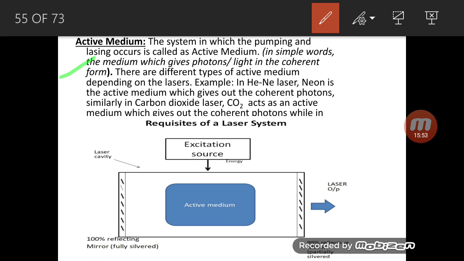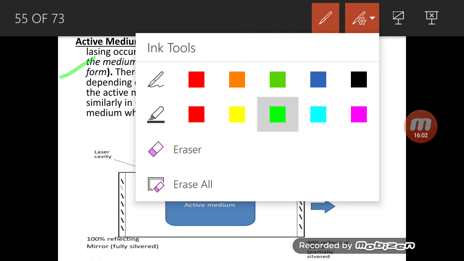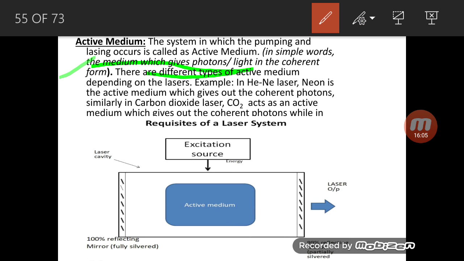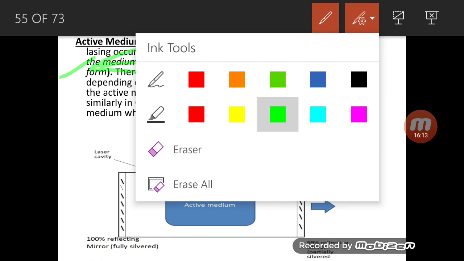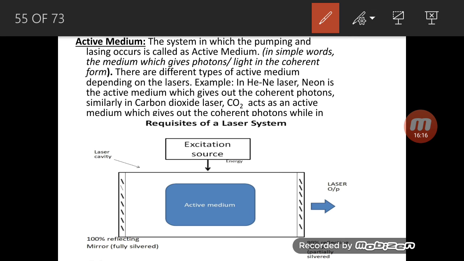So the active medium is a medium in which the pumping as well as lasing takes place. Clear? In simple words, it's the medium in which the photons are obtained. There are different types of active medium depending upon the lasers. In a helium neon laser, neon is the active medium. In a carbon dioxide laser, CO2 is the active medium. In a semiconductor laser, the PN junction is the active medium.